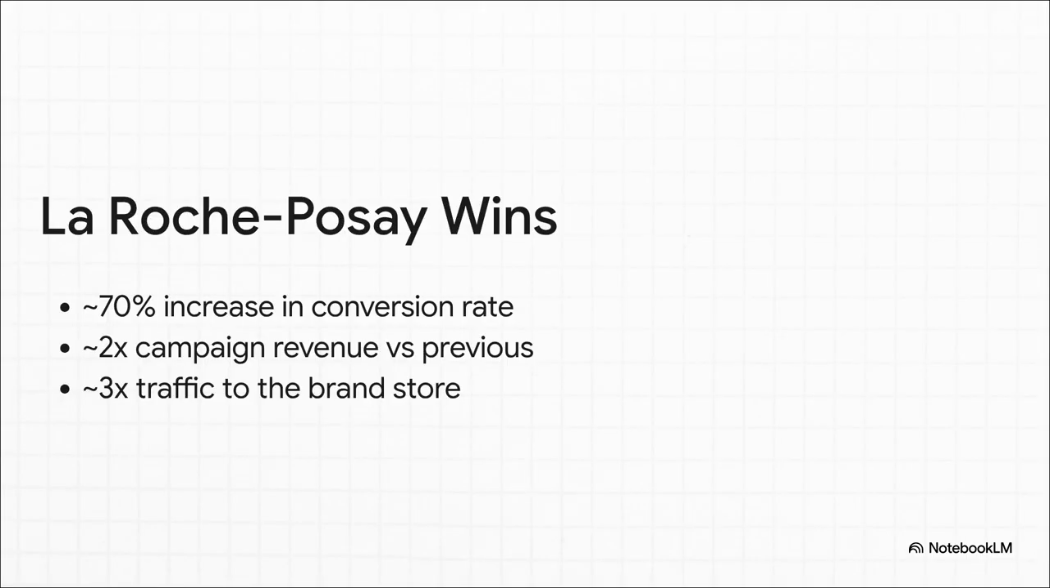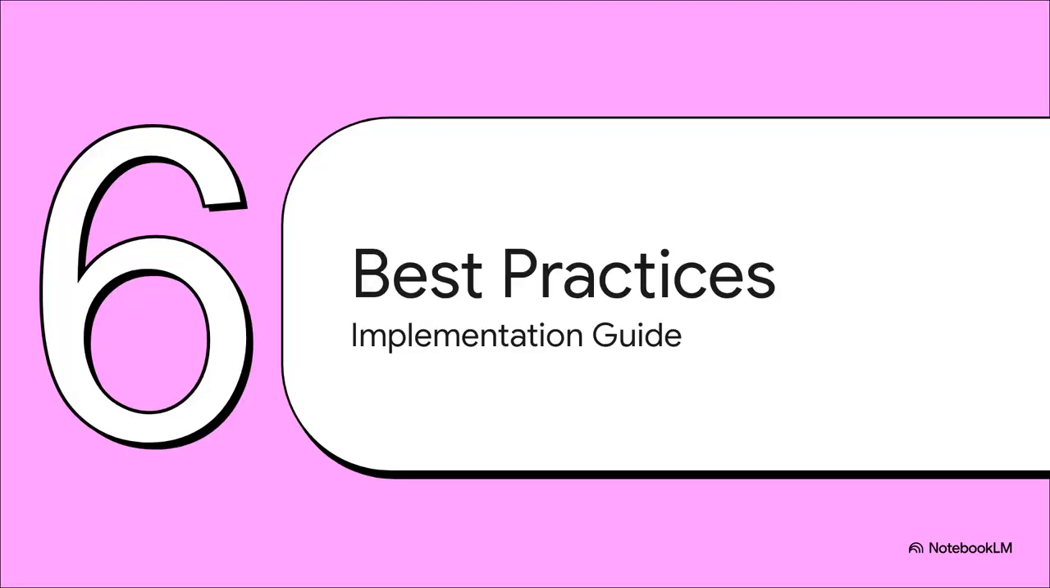La Roche-Posay saw a 70% increase in their conversion rate compared to their average. They essentially doubled their campaign revenue versus previous campaigns and drove 3 times the traffic to their brand store. Think about your own campaigns for a second. What would doubling your revenue and tripling your store traffic do for your bottom line? That is the true power of delivering the exact right message to the right person at the right time. So what's next? Part 6, Best Practices for Implementation.